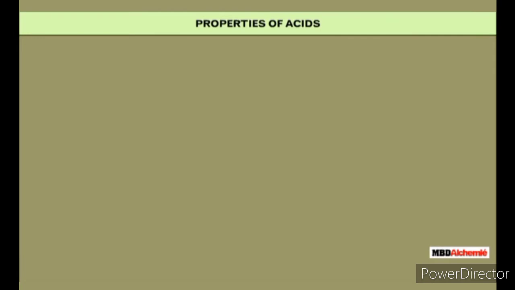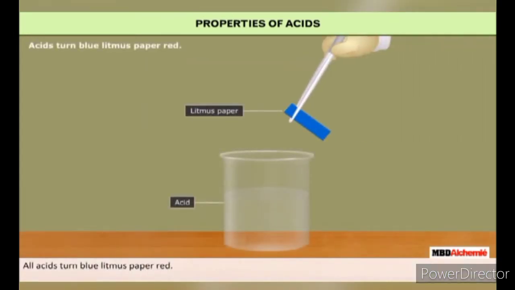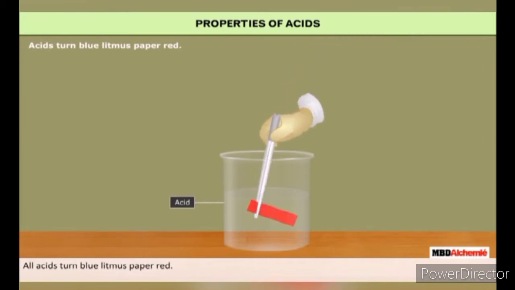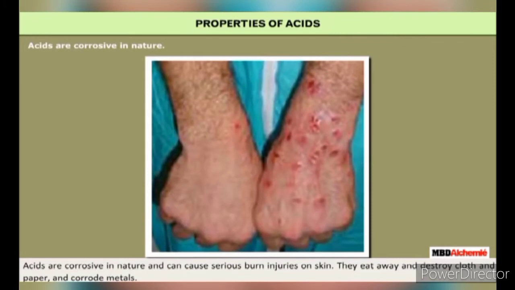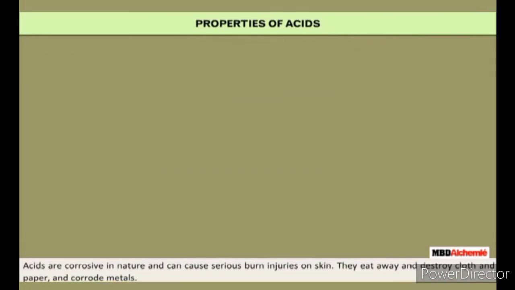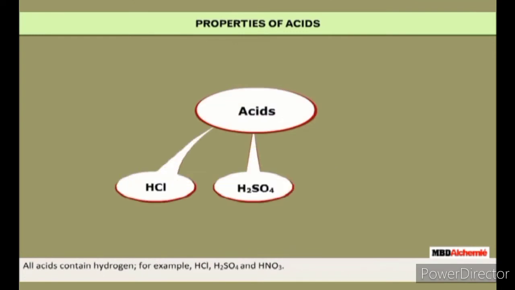Properties of acids. All acids are sour in taste. All acids turn blue litmus paper red. Acids are corrosive in nature and can cause serious burn injuries on skin. All acids contain hydrogen. For example, HCl, H2SO4 and HNO3.